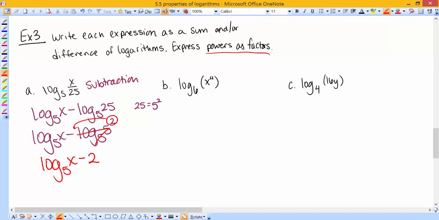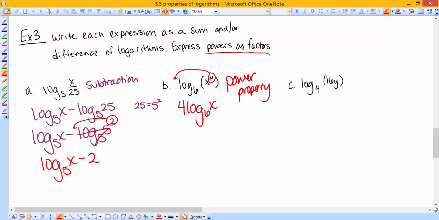All right, B. Well, let's see here. It's not x times anything, but it is x to the 4th. So we are going to have to use the power property here. So my exponent's going to go to the front. So this is 4 log base 6 of x. So I've taken care of the last set of the directions where it says express powers as factors. I did that. It's 4 times the log.